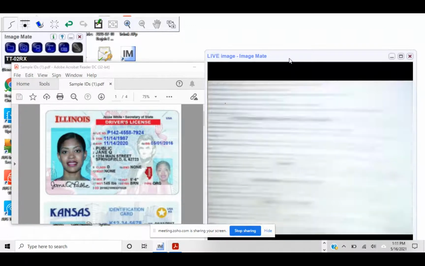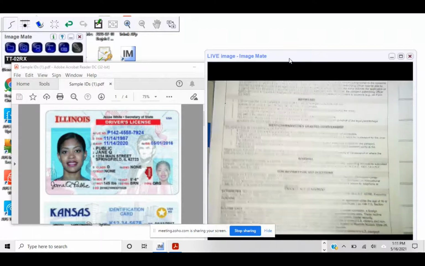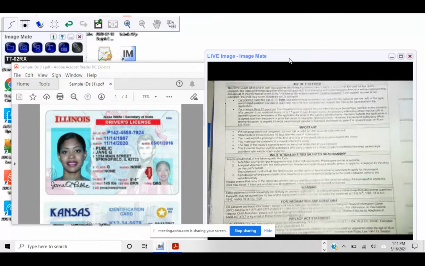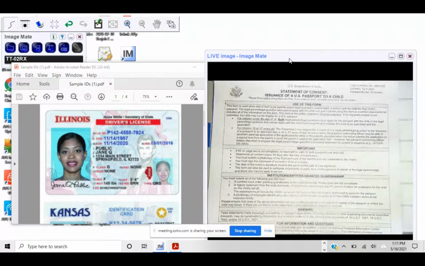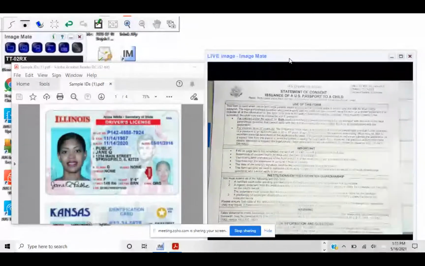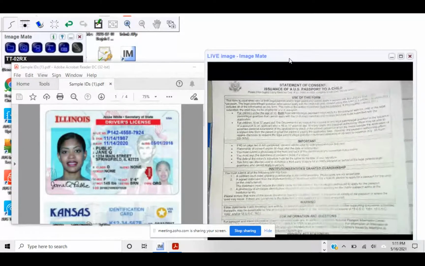All right. So this last one we have is a statement of consent. In order to apply for a minor's passport, if both parents are alive and both have custody, they both have to consent to getting that child's passport. So this is a consent because one parent is present and the other parent won't be present.